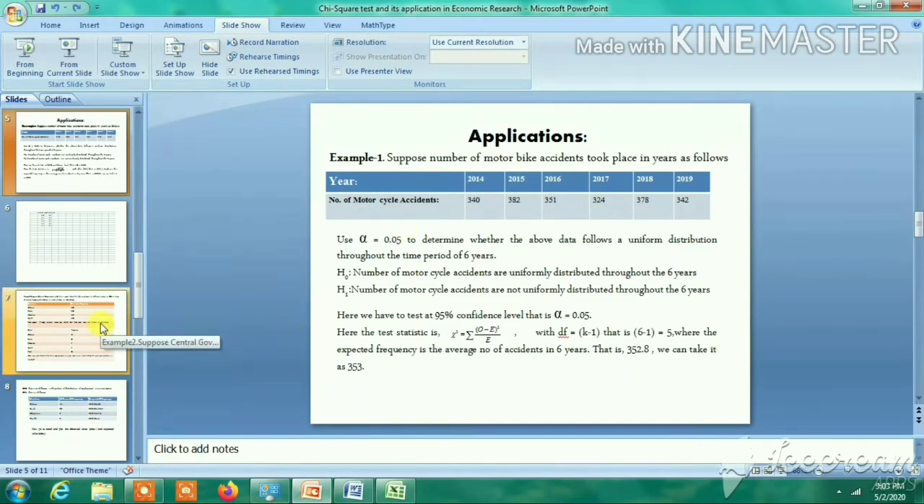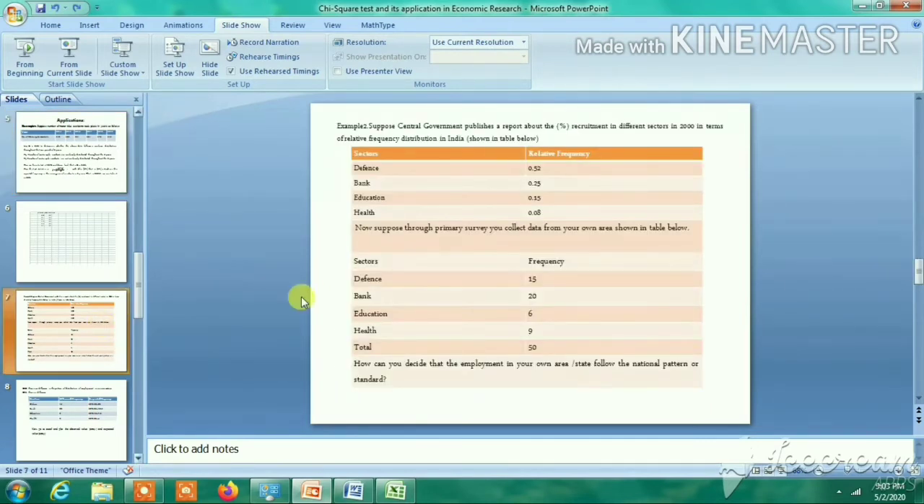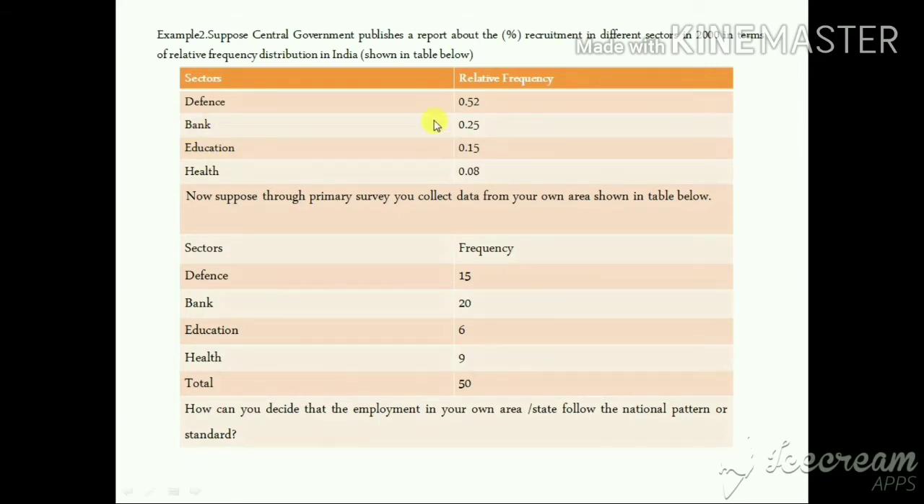Again, giving another example, suppose the central government publishes a report about the percentage recruitment in different sectors in the year 2000 in terms of relative frequency distribution in India, shown in figure below in this way. Defense 0.52, bank, education, health. Okay, so this is the central government's report regarding the employment in different sectors. Now on the basis of primary survey, suppose one researcher obtained this information, that defense this, bank this, education this, health this, number of frequencies in this way.